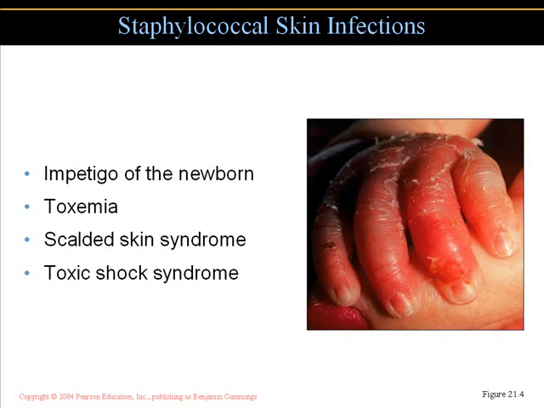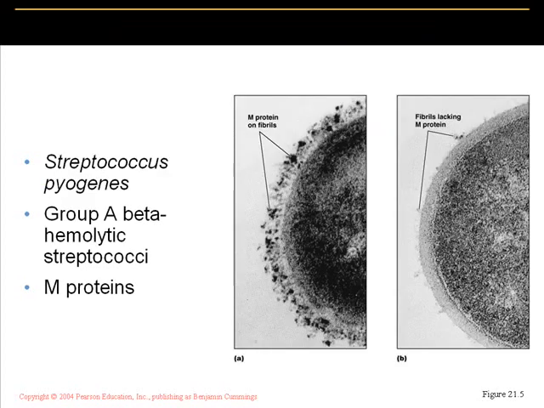Toxemia, as we talked about, is when we see a toxin that's been secreted by staph into the bloodstream. Also the scalded skin syndrome, which you're seeing in the picture here, gives the appearance that the skin has been dipped in hot boiling water. This is actually related to the toxin from staphylococcal infection. And then the disseminated infection can also be seen in what's referred to as toxic shock syndrome.